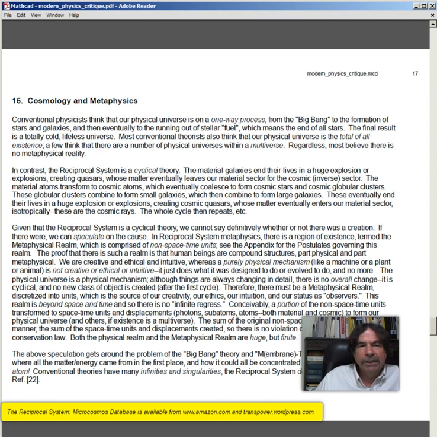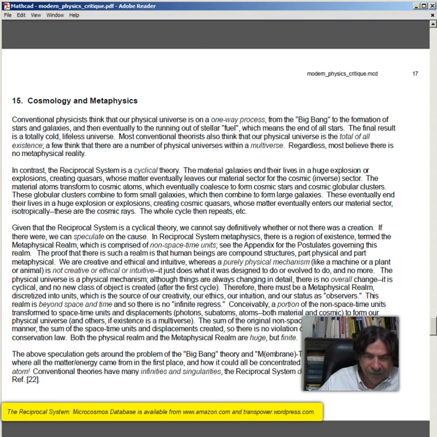Given that the reciprocal system is a cyclical theory, we cannot say definitively whether or not there was a creation. If there were, we can speculate on the cause. In reciprocal system metaphysics, there is a region of existence, termed the metaphysical realm, which is comprised of non-space-time units. See the appendix for the postulates governing this realm. The proof that there is such a realm is that human beings are compound structures, part physical and part metaphysical.